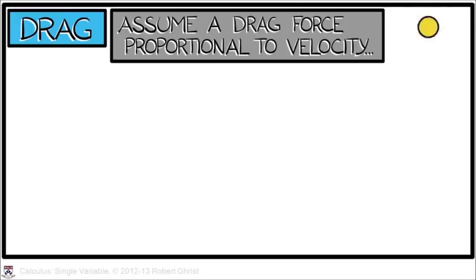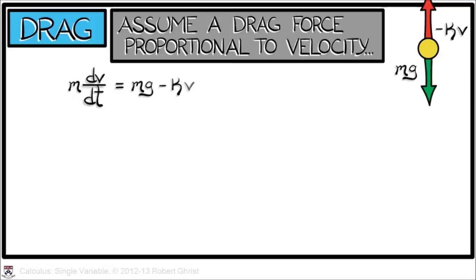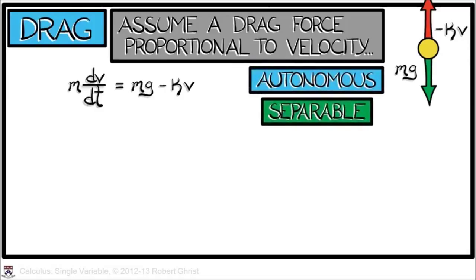do we have? Well, our body is being acted on by a gravitational force of magnitude m, the mass, times g, the gravitation constant, pointed down. Pointed upwards is the drag force that is assumed proportional to the velocity v by some constant of proportionality, kappa, the drag coefficient. Newton's law says that the mass times the acceleration, dv/dt, is equal to mg minus kappa times v. And here we have an autonomous and separable ordinary differential equation.